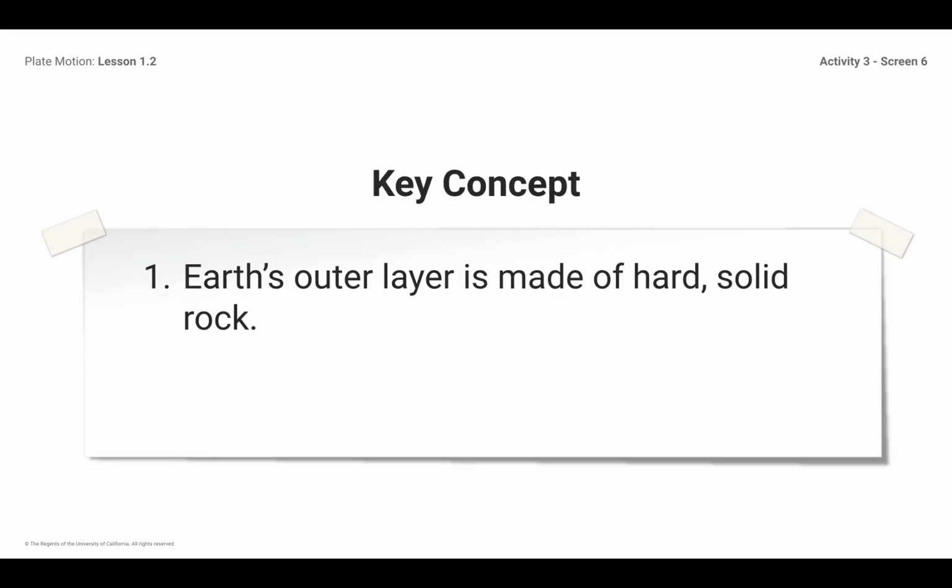That's your first key concept. So if you didn't write it down before, I want you to pause the video and write down key concept number 1. Earth's outer layer is made of hard, solid rock.